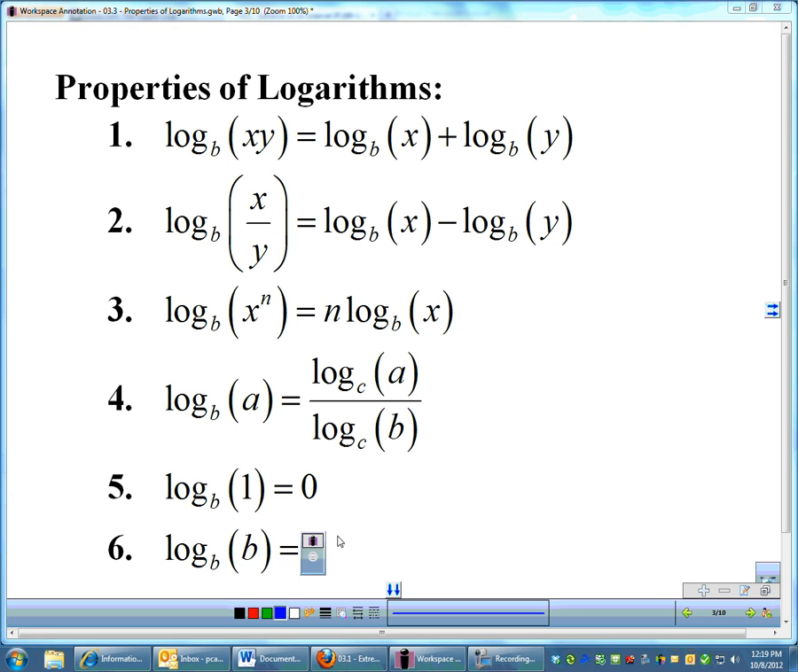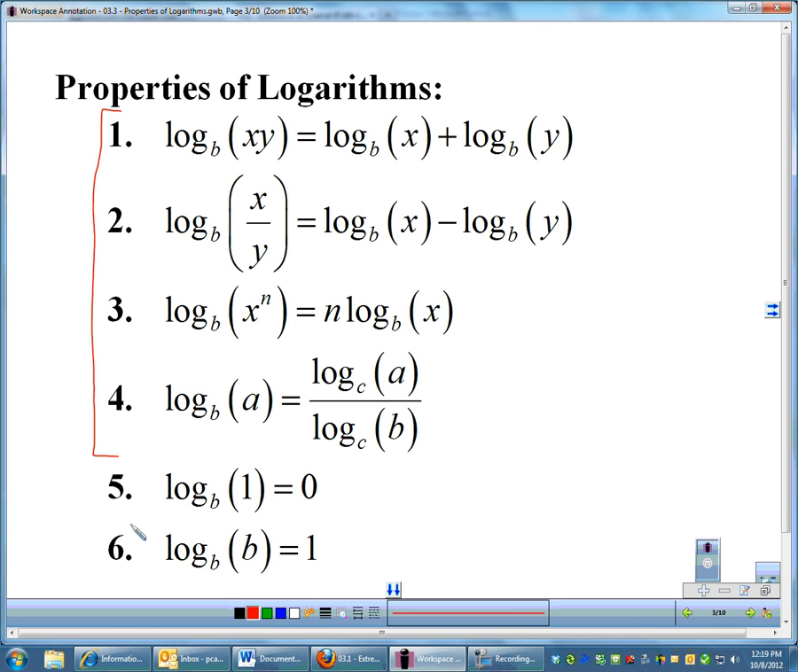And these are your 6 basic properties of logs. I say 6, but really it's just these first 4 that are the big ones. Numbers 5 and 6, while they are true and good for you to know, are things that you could figure out even if you did forget those properties.